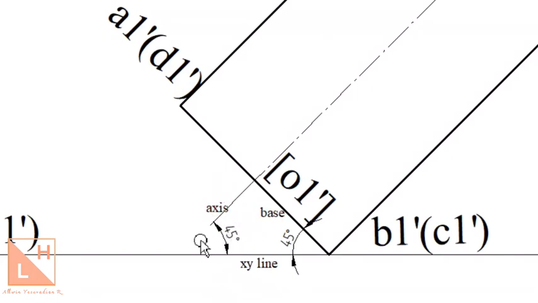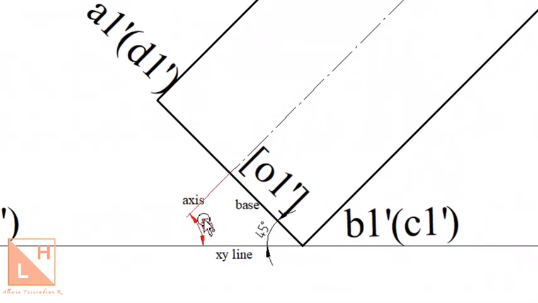But when we do that directly with the axis line, this point will go away from the XY line. We want to make sure that the point B1 dash C1 dash still rests on the XY line. So in order to do that, instead of inclining the axis, we can incline the base at 90 minus the angle required. So this is at an angle of 45 degrees. We incline the base at 90 minus 45 degrees.